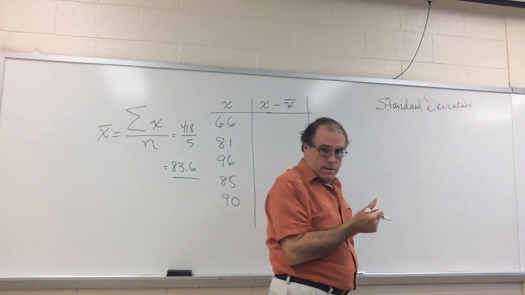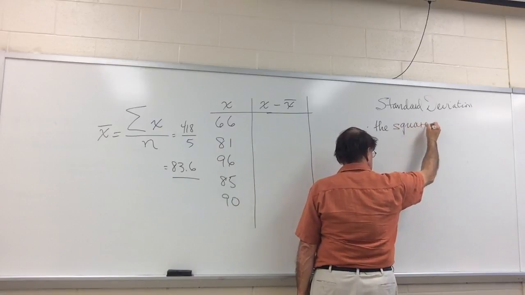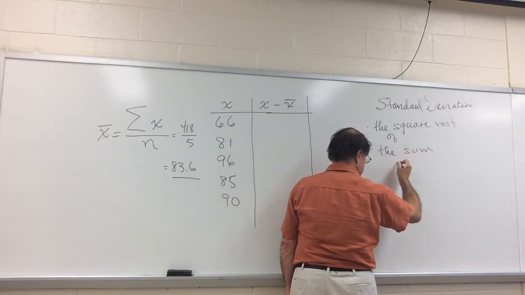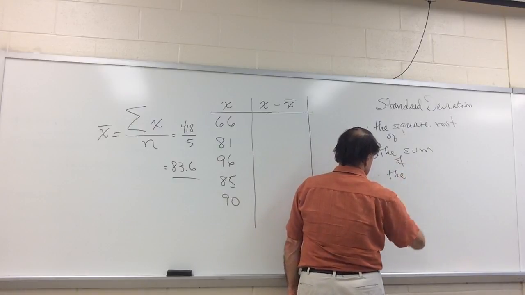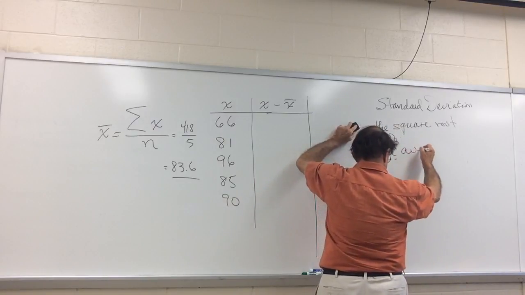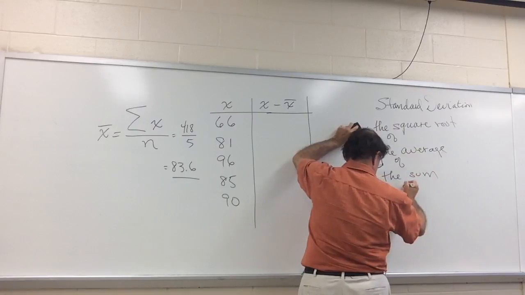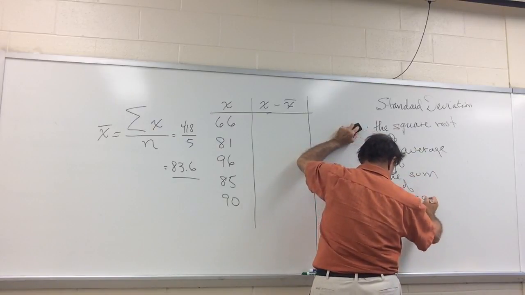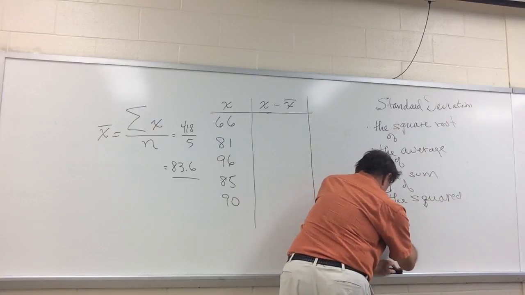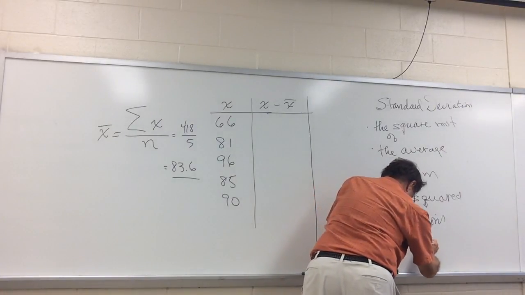Standard deviation is the square root of the average of the sum of the squared deviations from the mean.